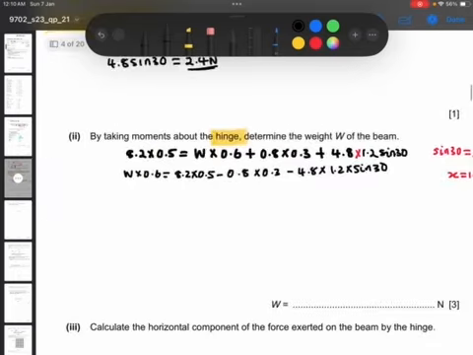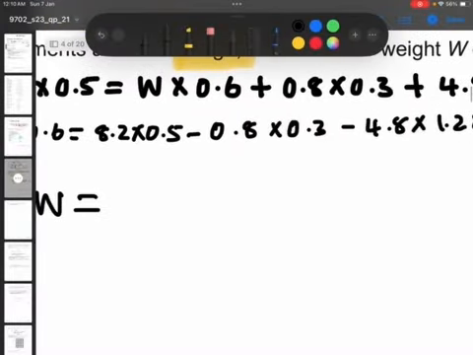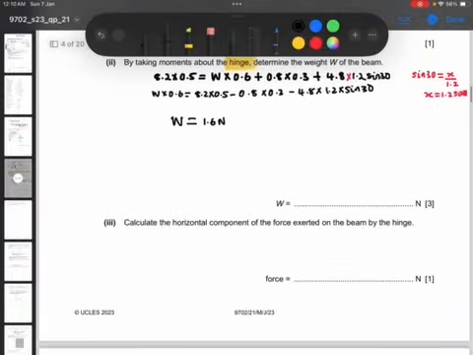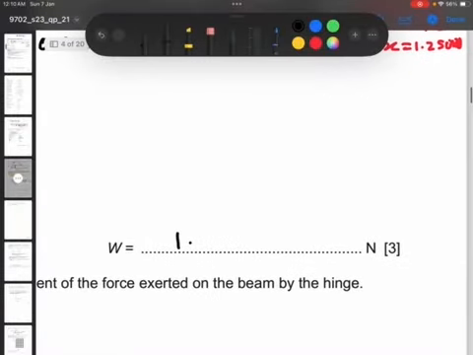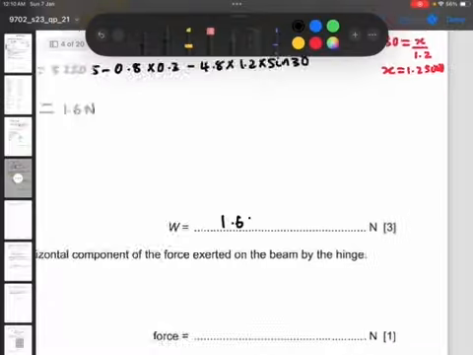And if you do this, what do you get? You will get, and if you do this, you will get, you ultimately get that W is equal to 1.6 newtons. So you come here, you write your answer, 1.6, since the newtons is already there.